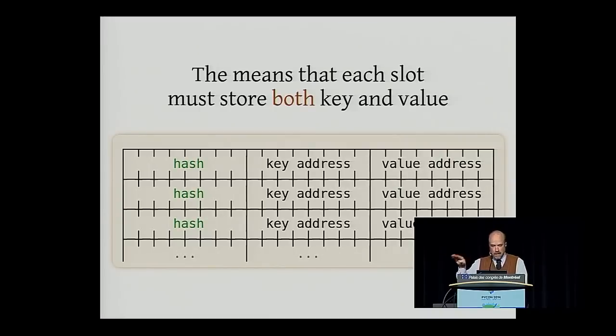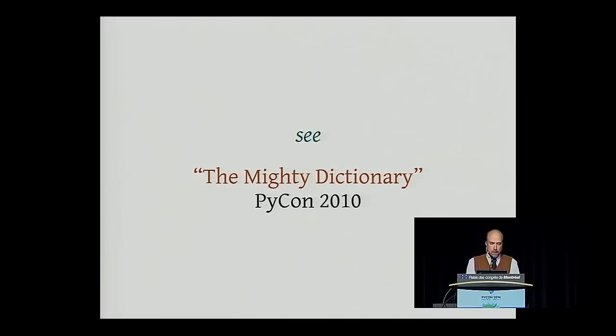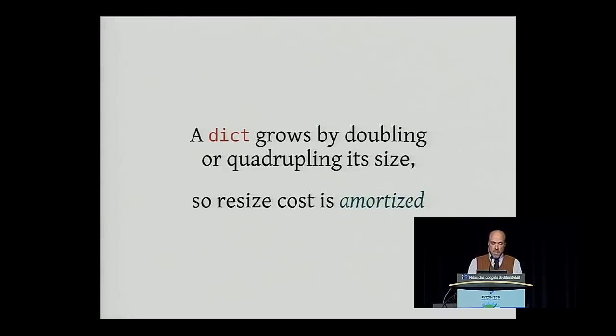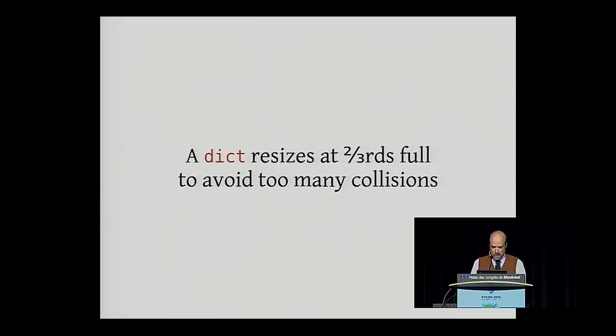So each slot in a dictionary has to keep both the key, to remember what it was, and the value. See my PyCon 2010 talk, The Mighty Dictionary, for a colorfully illustrated entire guide to how the dictionary works and amortizes costs. I will say here only that it grows, because I know I showed you with lists to worry about this. It grows by doubling or quadrupling its size, so the resize costs are amortized, as they are with the list. It resizes at 2/3 full, so there won't be too many hash collisions.